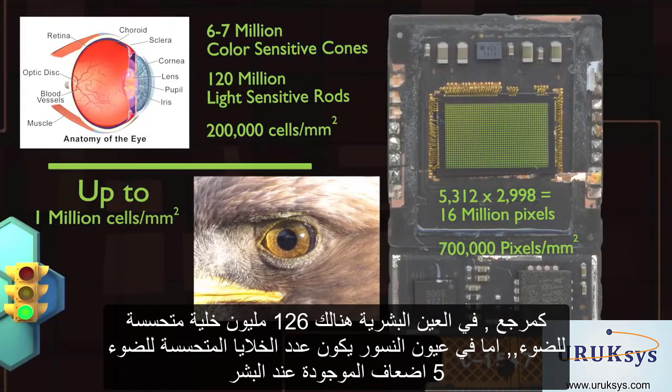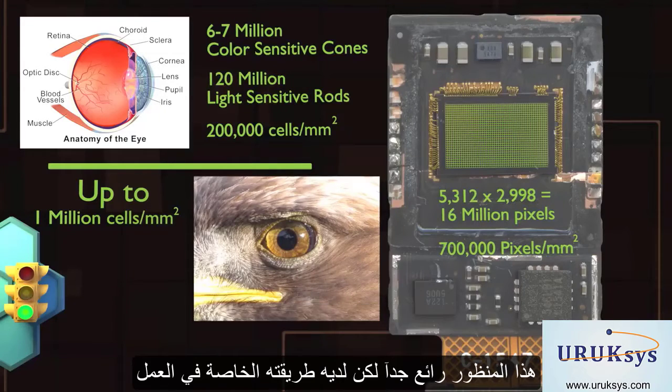For reference, in the human eye there are around 126 million light-sensitive cells. And then on top of that, eagles can have up to 5 times the density of light-sensitive cells as humans. These cameras are indeed amazing, but they still have a way to go.